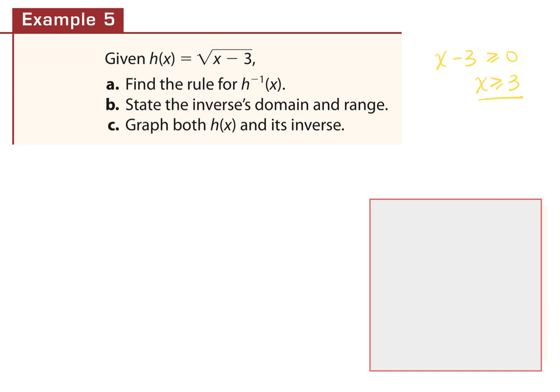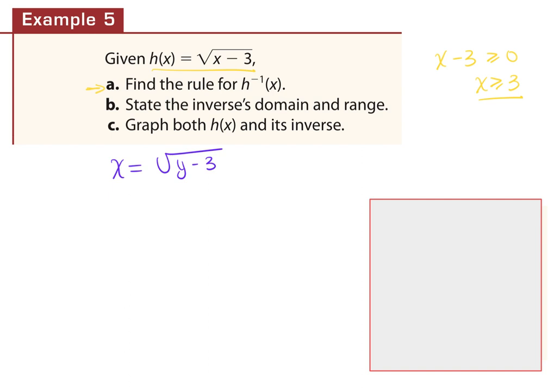Here they're saying, find the rule for the inverse, and then give me the inverse's domain and range. I'm not going to make you do range, but I will make you stick with the domain, okay? So we have this function, and they want us to find the rule for the inverse. How do I do that? I switch x and y, and I solve for y. So instead of y equals square root of x minus 3, I'm going to have x equals the square root of y minus 3.